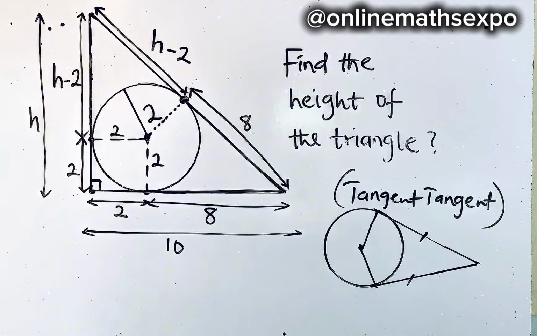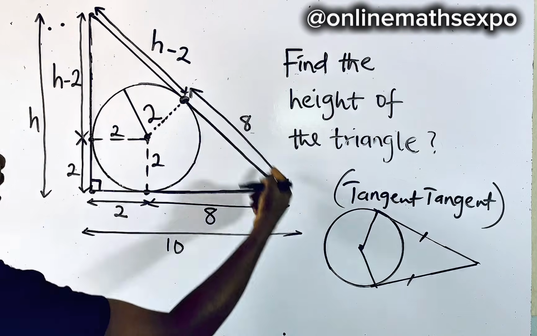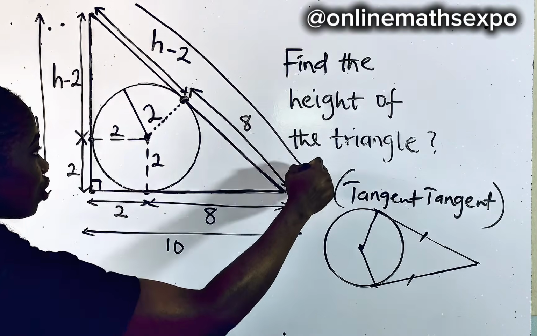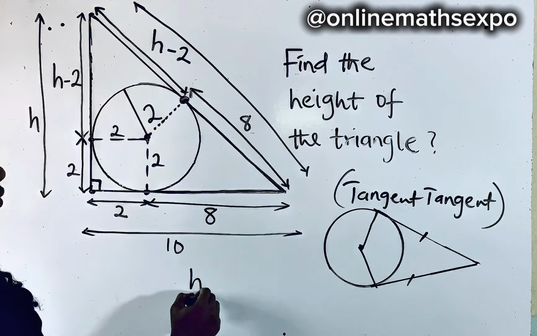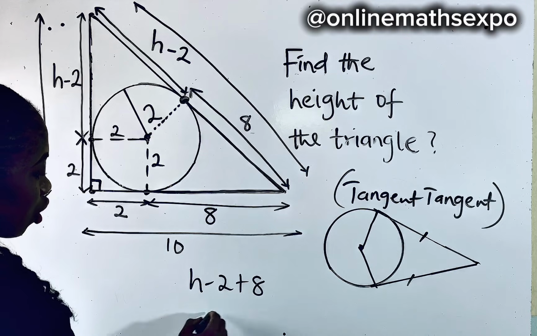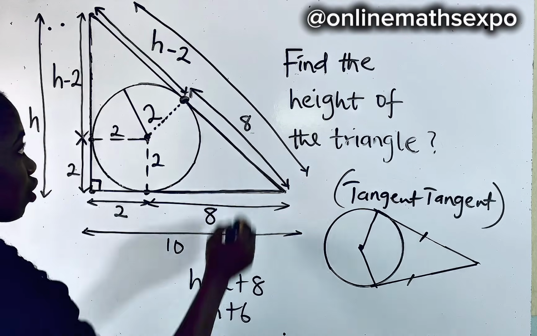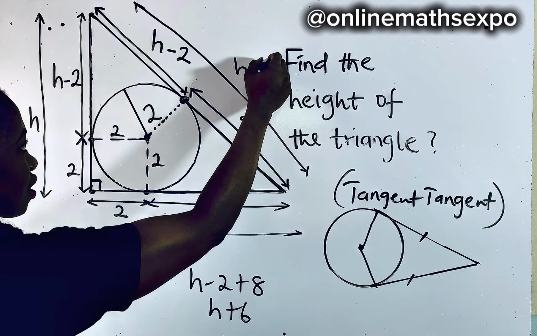And what does it mean? We can now get this total length. So to get the total length, what do we do? It's just for you to add these two. And when you have h minus 2 add 8, it's going to give you h plus 6. So it means that this is h plus 6.